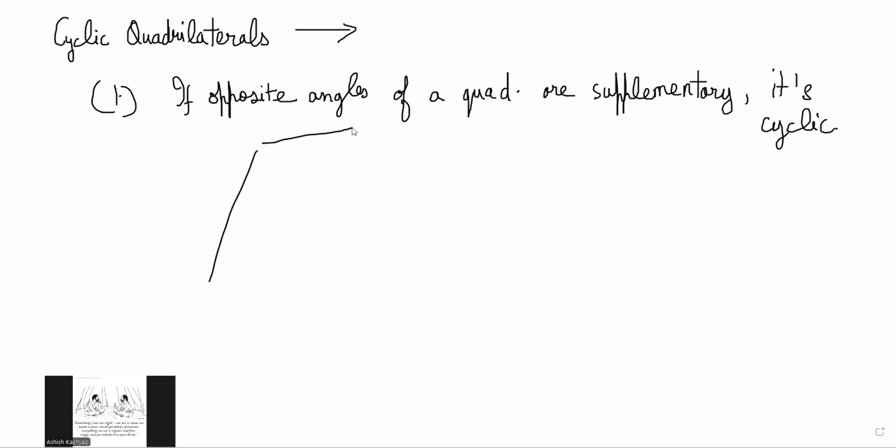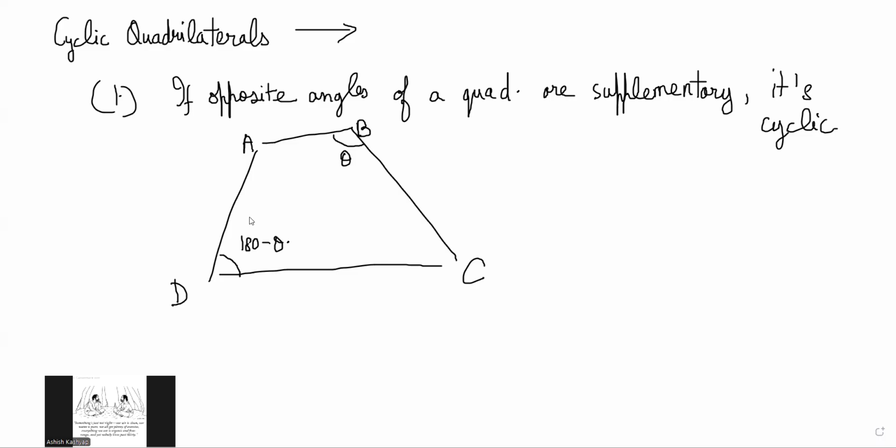So by that we mean that if this is my quadrilateral, this angle is theta and this angle is 180 minus theta, then we can say that ABCD is a cyclic quadrilateral, right? Yes, sir. First of all, why is that? So if you think about it, if the situation is like this, we know that this is theta and this is 180 minus theta, right?